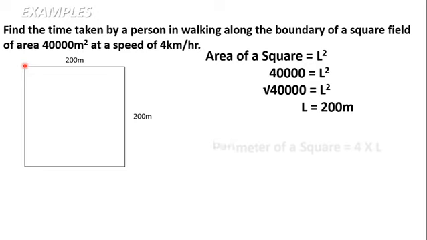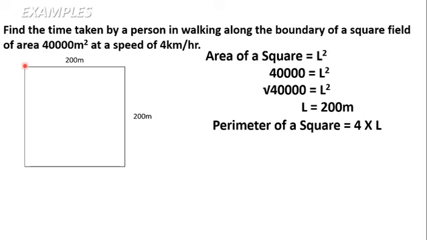That would be 4 times L, because each side is the same length, so you just go around it 4 times, and that'll give you the perimeter. So perimeter of a square is 4 times the length of the square. We know the length of the square to be 200 meters, so 4 times 200 meters will give us the perimeter, which would be 800 meters. So if someone walks around this square, the person would have walked 800 meters.